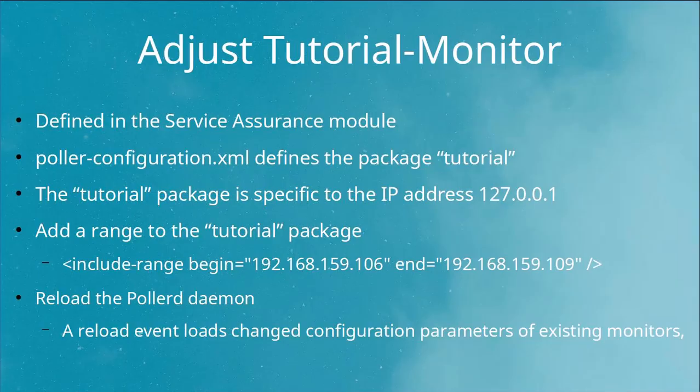The tutorial monitor was created in the Service Assurance module. It was created in the poller-configuration.xml tutorial package. That package was limited to the IP address 127.0.0.1. That will have to be changed to include the new node's IPs.